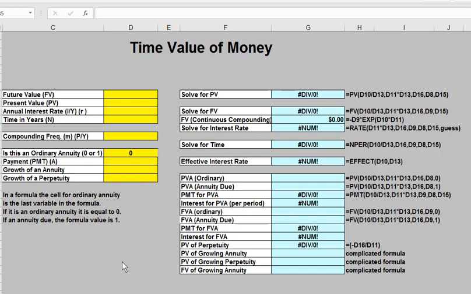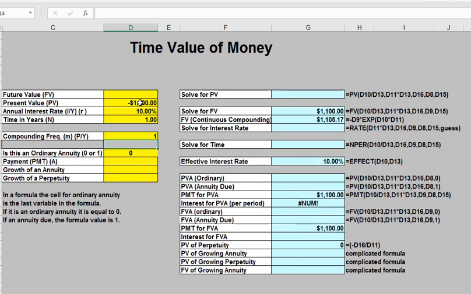We want to make an investment today, and the question is, what value will that grow to if it earns a certain percent of return on average per year? So let's assume we want to invest $1,000. If we assume that the interest rate we can earn is 10%, and we invest for 1 year, the only other variable that we need now is compounding frequency.